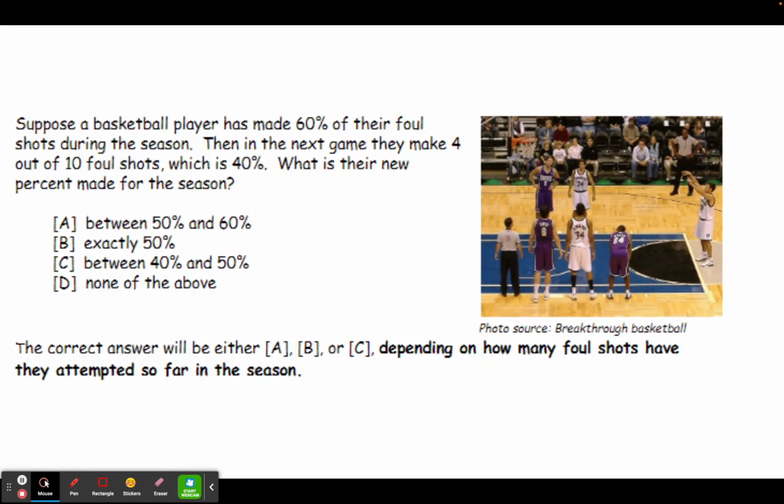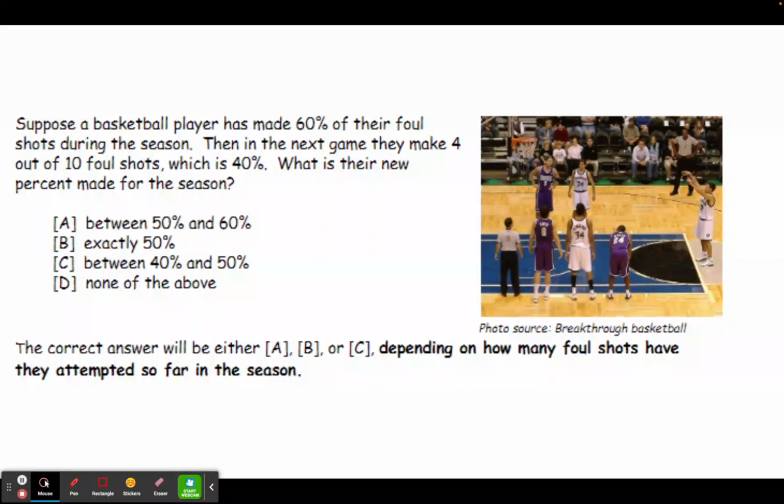And we have some choices here. We can say that it's between 50 and 60, exactly 50%, between 40 and 50, or none of the above. And as it turns out, the correct answer could be either A, B, or C, depending on how many foul shots they've attempted so far in the season.